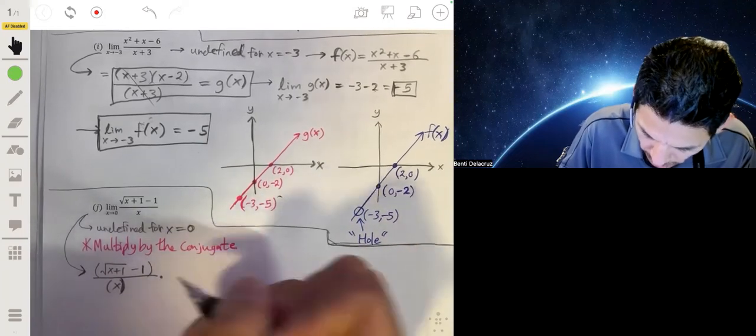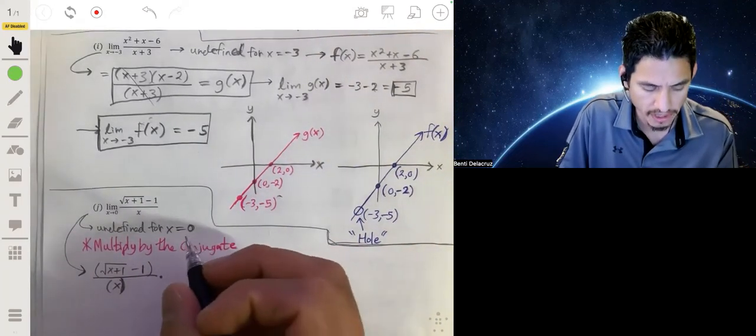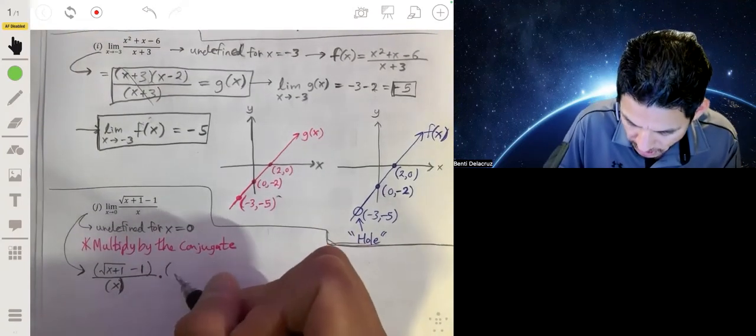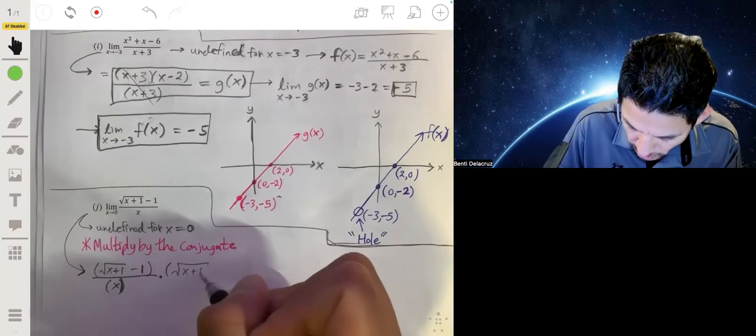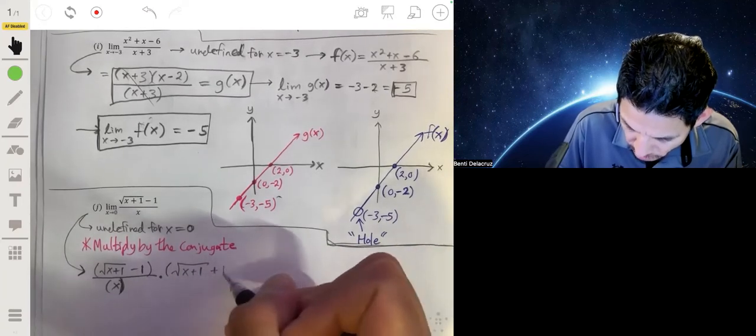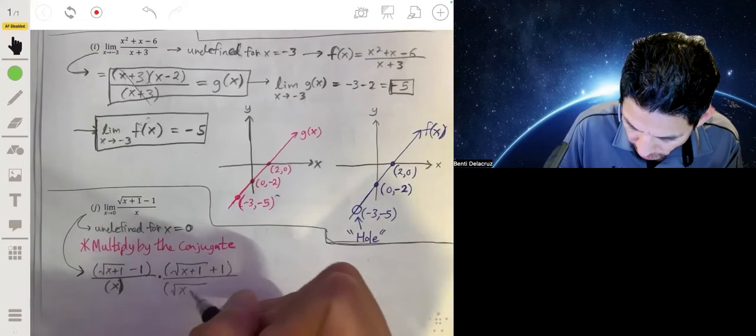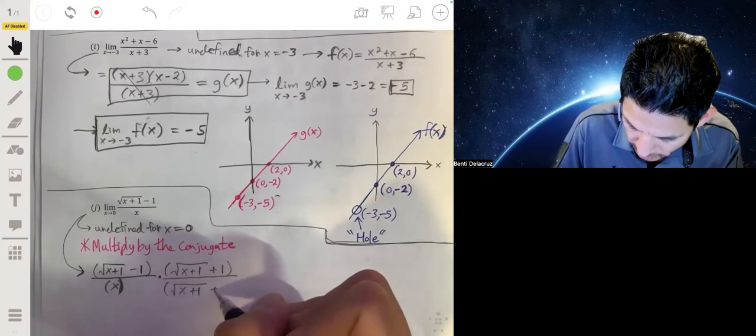You're going to multiply this by the conjugate of this, which is just a weird version of 1, which is going to be the square root of x plus 1. Instead of minus 1, you're going to have plus 1. And again, to make sure that you're multiplying by 1, you're going to have the denominator be the exact same thing.